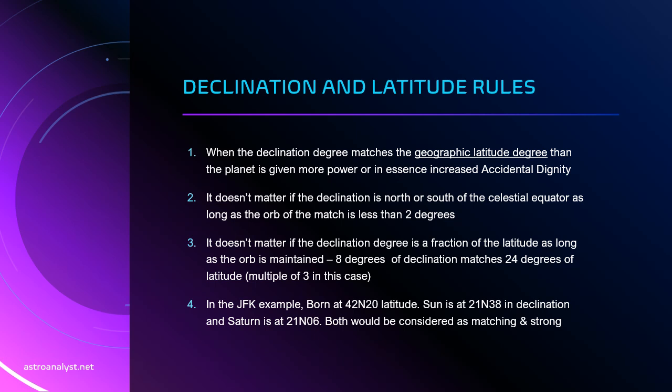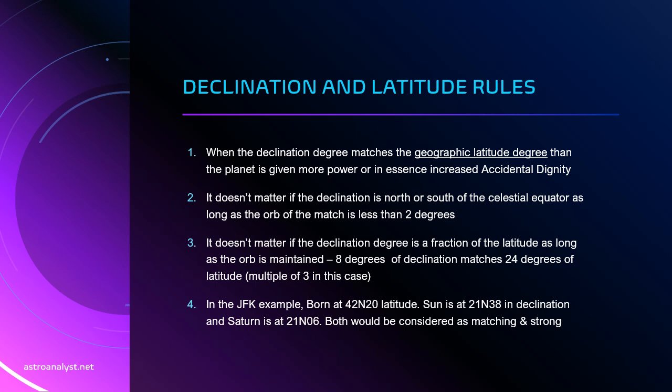And I picked this up from some Vedic astrologer that I worked with at one time. And I guess it's not limited to Vedic astrology. It's other people I've seen that are using it. So here are the rules that we're going to use when we analyze this. The first rule is when the declination degree matches the geographic latitude degree, that's looking at the Earth, then that planet is given more power, or in essence, increased accidental dignity. So we'll look at some examples on that.